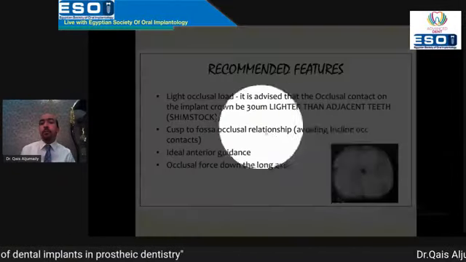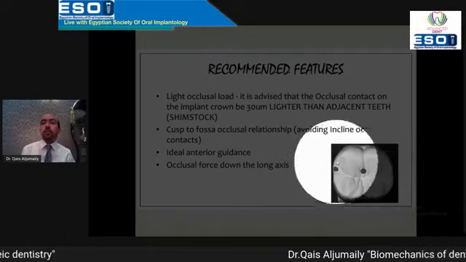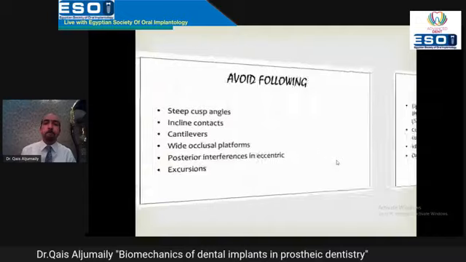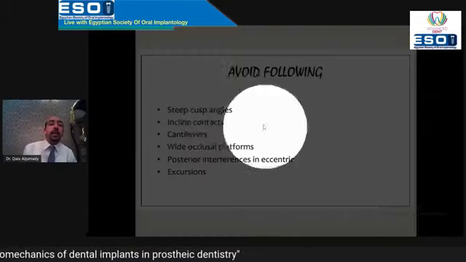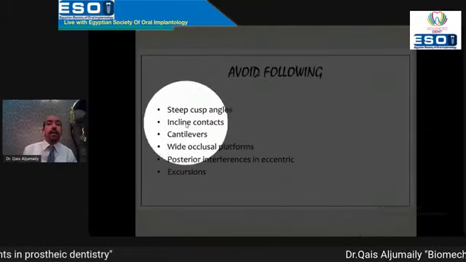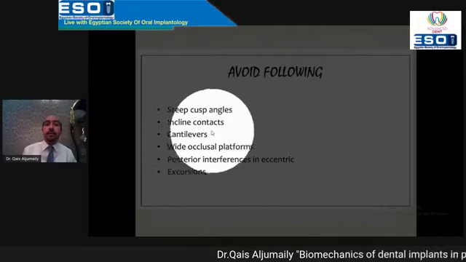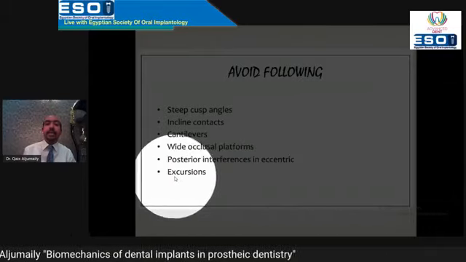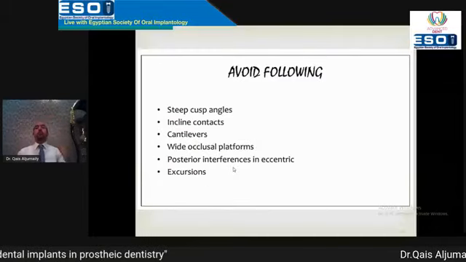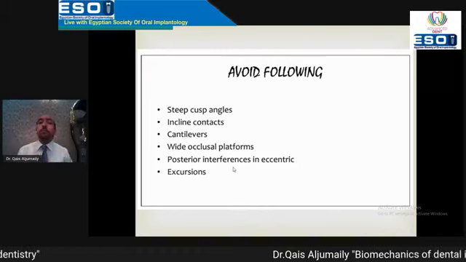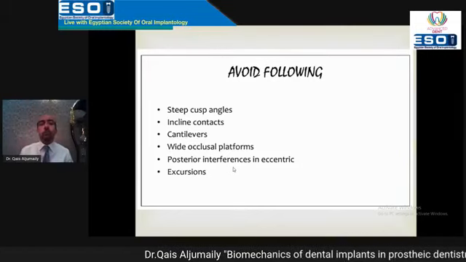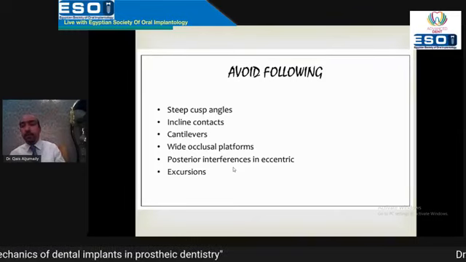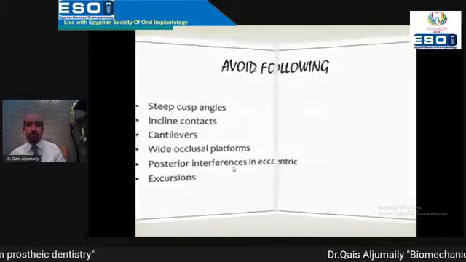And again, the contact with the opposing tooth must be in the center or medially, if there is a contact, or splinting with the other implant. We have to avoid the steep cusp angle, the inclined contacts, the cantilevers, the wide occlusal platform, the posterior interference in centric and eccentric, and the excursions. We have to avoid all these because by avoiding them, you are going to avoid the lateral force, and this will help the biomechanical effects over the prosthesis.